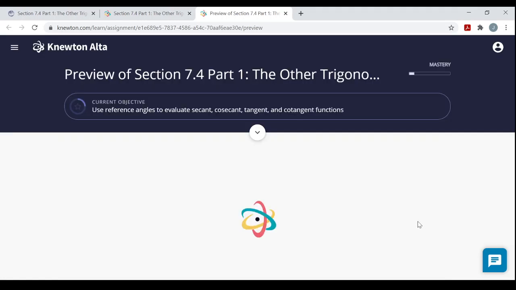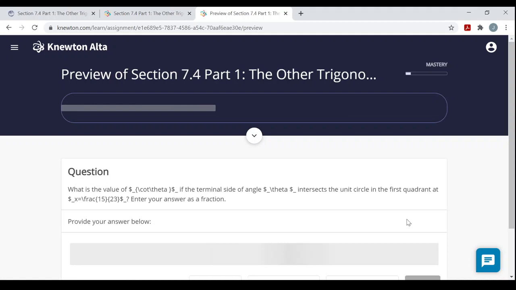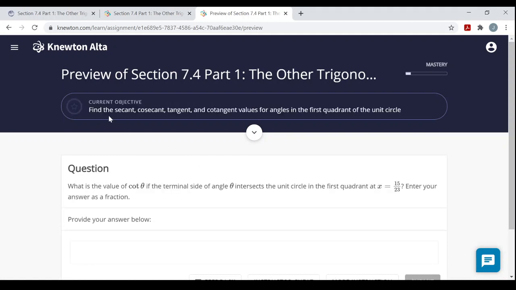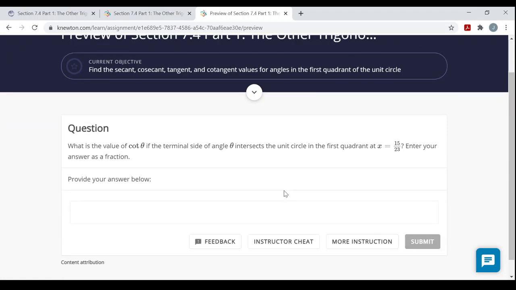Same as last section, just with different trig functions. Now this objective is to find the value of the secant, cosecant, tangent, and cotangent values for angles in the first quadrant of the unit circle. So again, I showed you a unit circle before. Let's do it again. You can click on more instruction. I've already gone over the instruction on a piece of paper with you, so I'll just do the question.